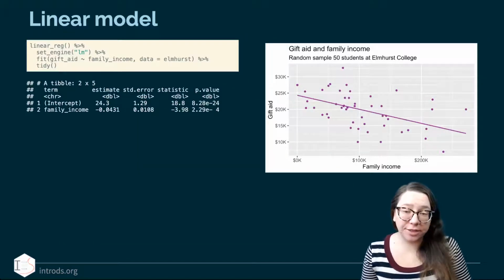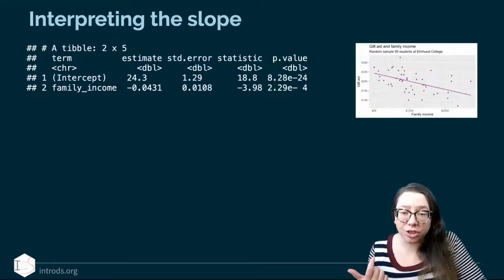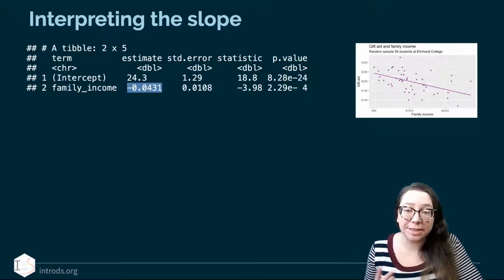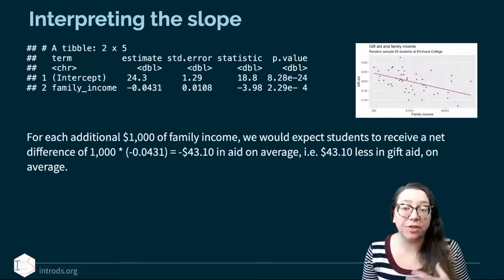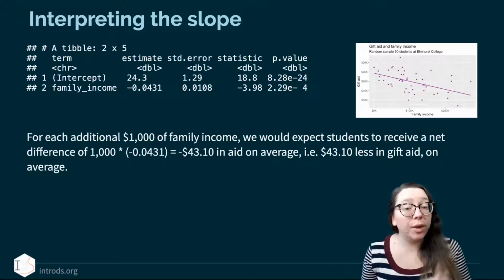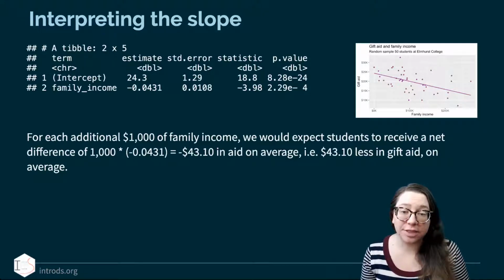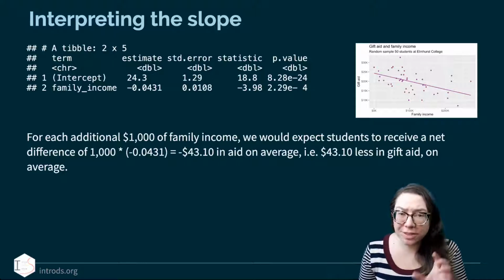Here's a linear model fit to these data, and we can see our linear model output, and we're going to focus specifically on our slope estimate. That's negative 0.0431. So let's bring that up a little bit larger. Our slope estimate for family income is negative 0.0431. What that number really means is that for each additional $1,000 of family income, that's a unit increase on the x-axis, we would expect students to receive a net difference of negative $43.10.